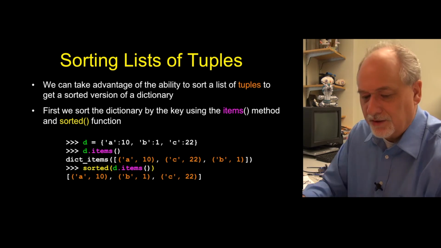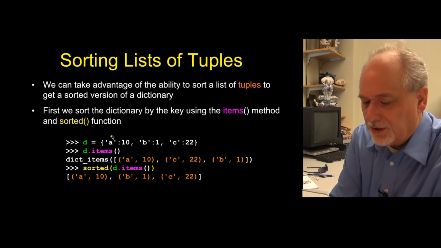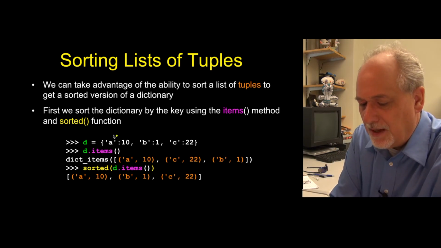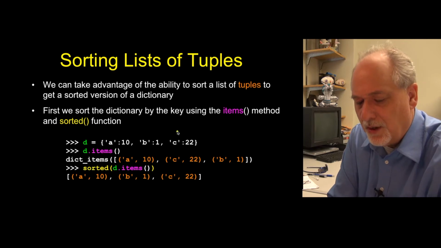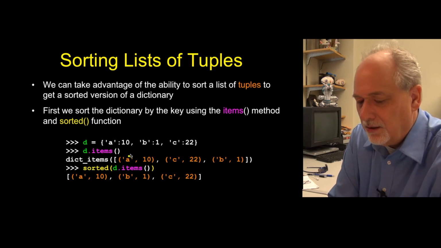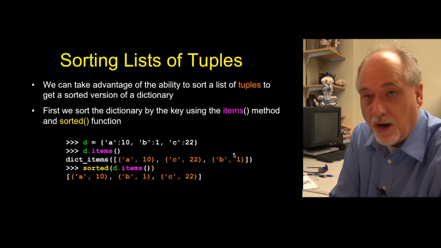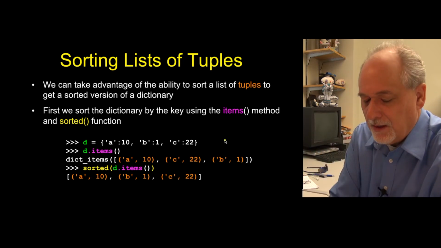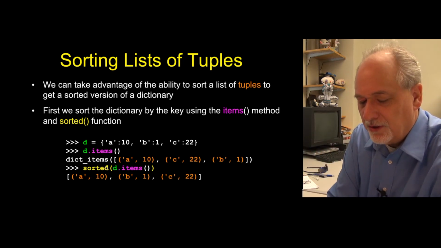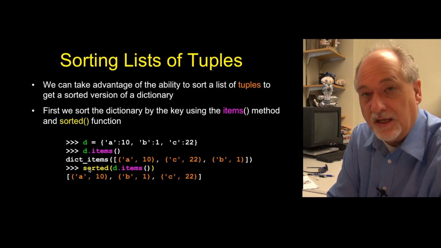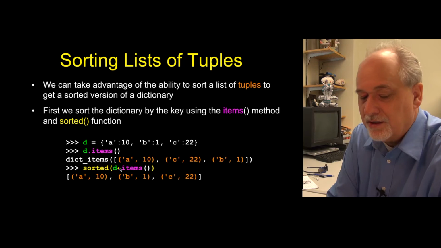So if we take a look at this code right here, we have our happy little dictionary, A, B, C. A maps to 10, B maps to 1, C maps to 20. What are we going to get here? Well, the mapping is the right way, but the order is whatever. Now we use this function called sorted, which takes in a sequence and returns a sorted version of that, a list that's sorted. And so it says sorted d.items.